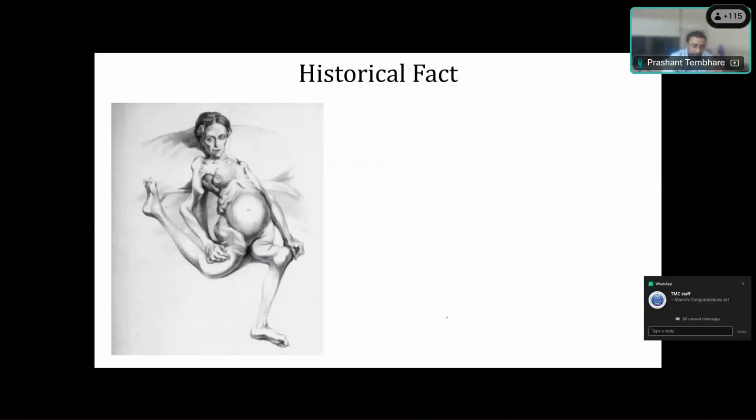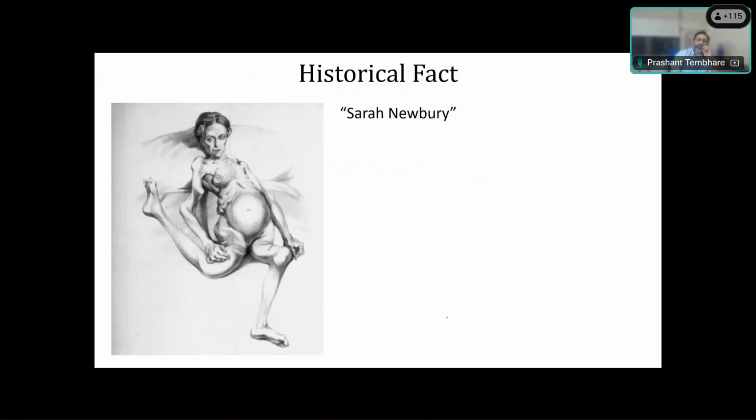Okay, if you read a big textbook, probably it will have this image. This is the image of a patient called Sarah Newberry. The patient's name is published because she was very well known in the history of myeloma, having multiple bony lesions leading to these limb abnormalities.